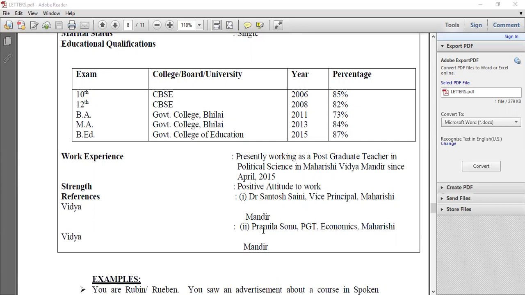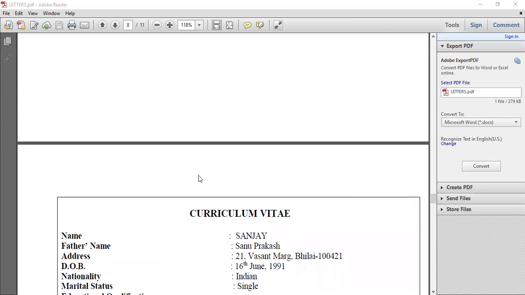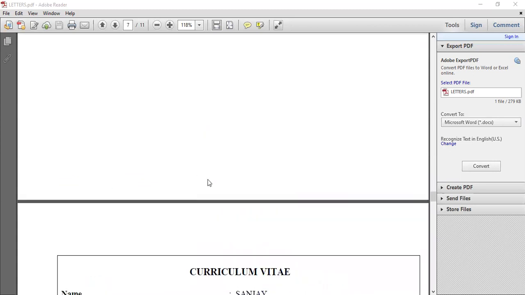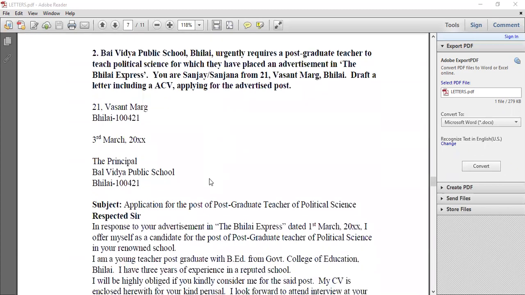Then strengths, first attitude to work. Then references, you can also give some names of principals or HODs. You should learn the format, whatever I have just gone through and revised. You can also follow all those things, like business letters, letters to the school or college authorities, letters to the editor, then job application with the curriculum vitae. All the things are very important. While going through, you will come to know the techniques. If you need anything, you can contact me, you can also ask me questions, you can also clarify.